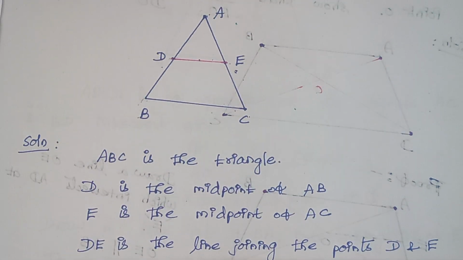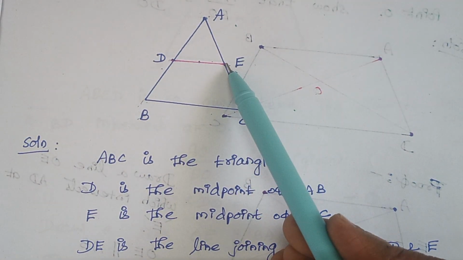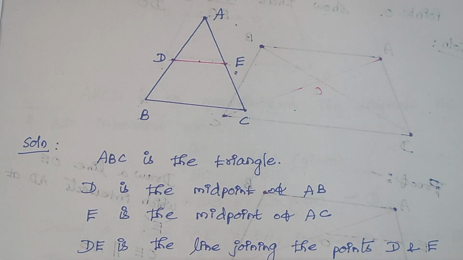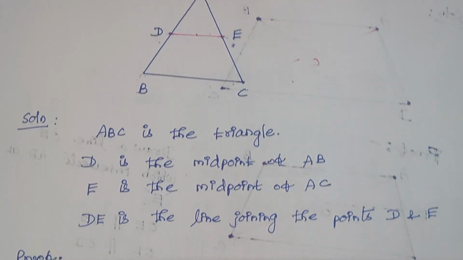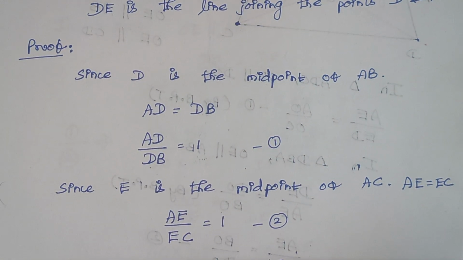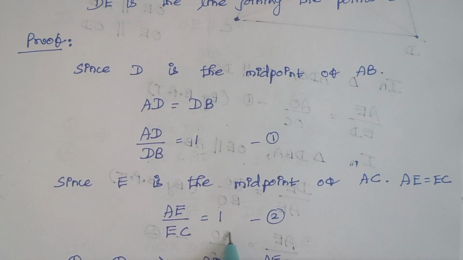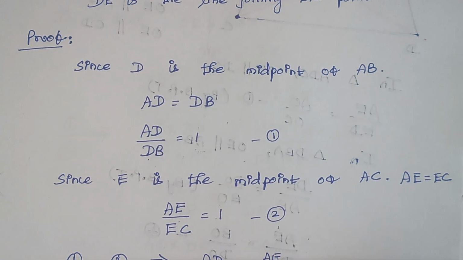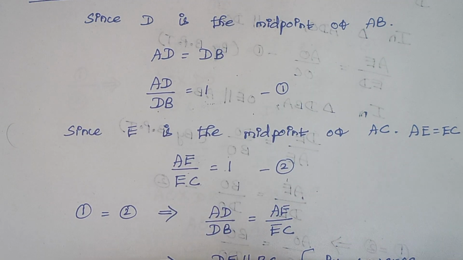Again, when you look at the next side, E is the midpoint. So obviously AE is equal to EC. So when AE is equal to EC, again the same thing, AE by EC will be equal to 1. Mark it as equation number 2. When you compare, you see the right hand side values are equal in both the equations. Therefore, obviously the left hand side terms should also be equal. Therefore, AD by DB is equal to AE by EC.